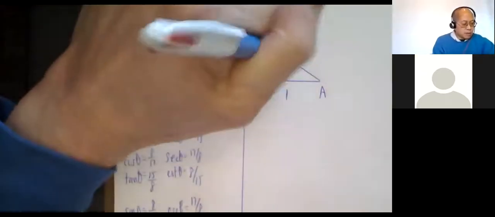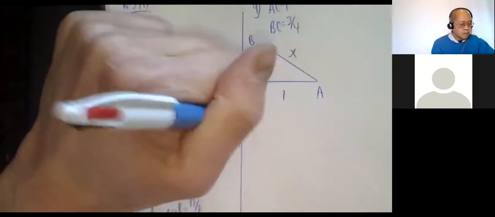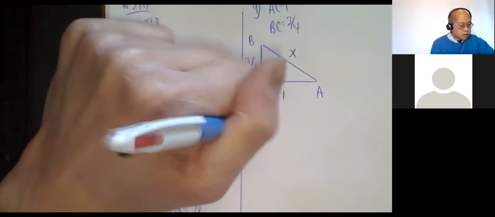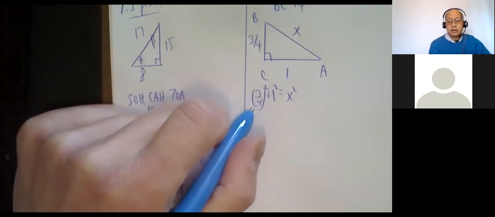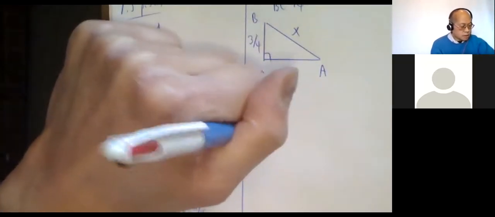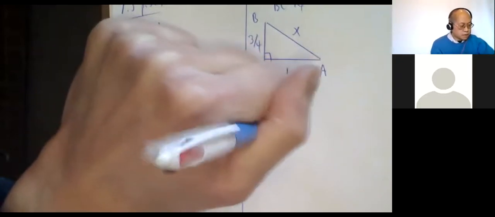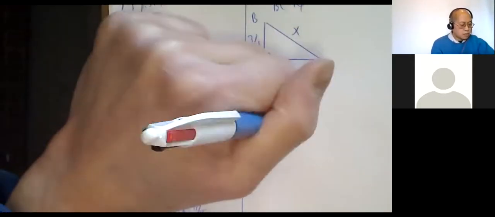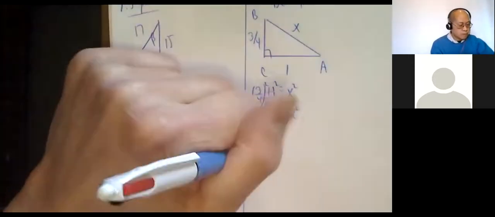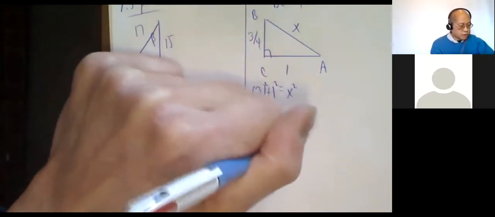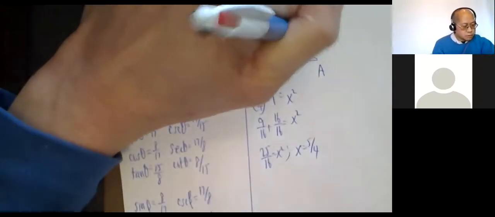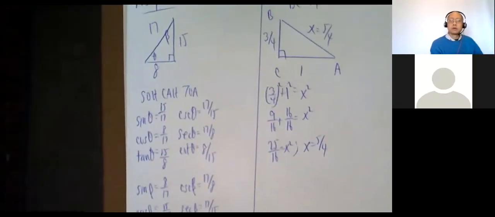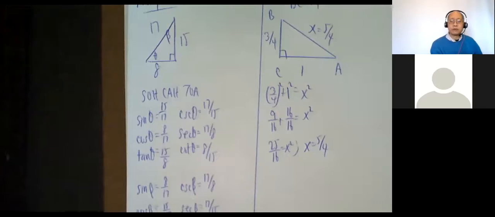Okay, so similar game. I need the hypotenuse. A squared plus B squared equals C squared. 3/4 squared plus 1 squared equals X squared. This is what? 9 over 16 plus 1, 16 over 16, equals X squared. 25 over 16 equals X squared. Take the square root of both sides. X is 5/4. So 3/4, 1, and 5/4.